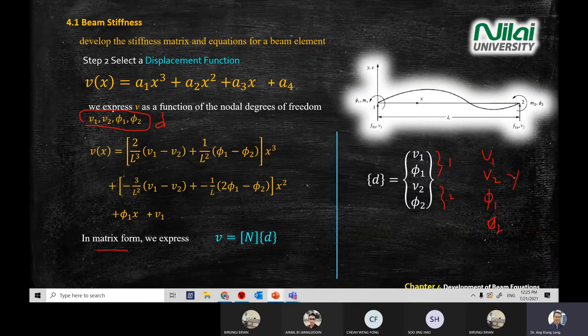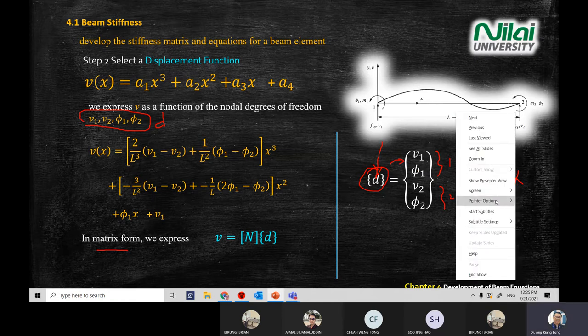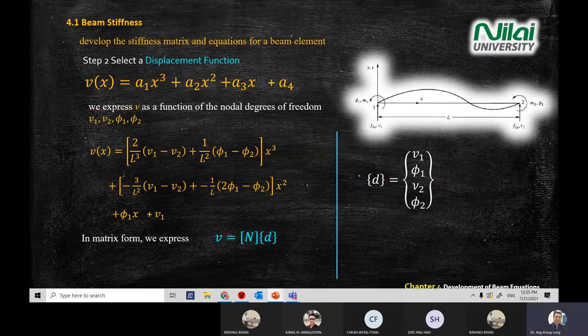So this is the wrong arrangement. You arrange them based on the displacement. This is displacement. Okay, displacement, you look at the point: point one set, point two set. So the first matrix you can derive from here, your D is this four parameter, and the N here we call it shape function.